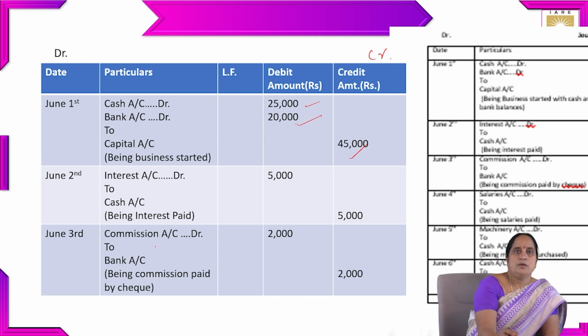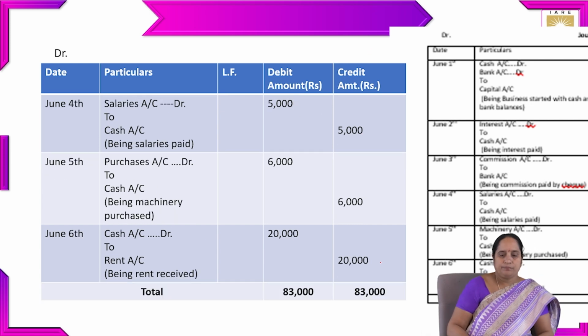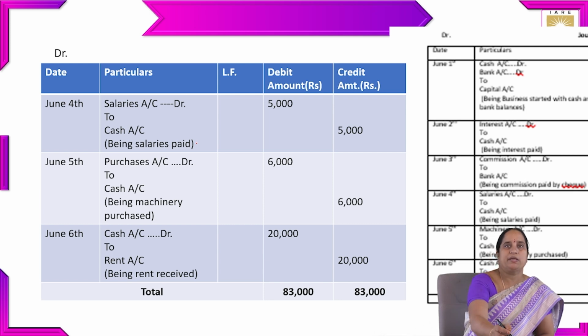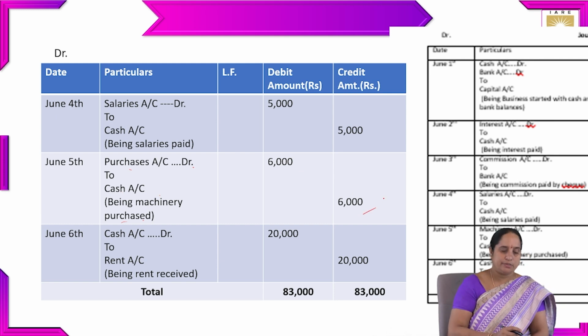And June 2nd, being interest paid, interest account debtor to cash account 5,000, 5,000. June 3rd, commission paid by check. So commission account debtor to bank account 2,000 and 2,000. Next, June 4th, salaries account debtor to cash account, being salaries paid 5,000, 5,000. On June 5th, machinery purchased by cash. So purchases account debtor to cash account 6,000 on debit side, 6,000 on credit side.